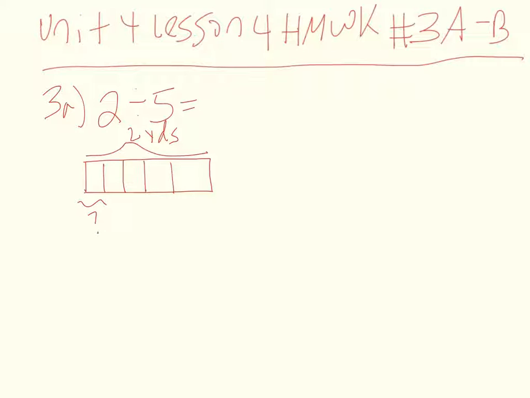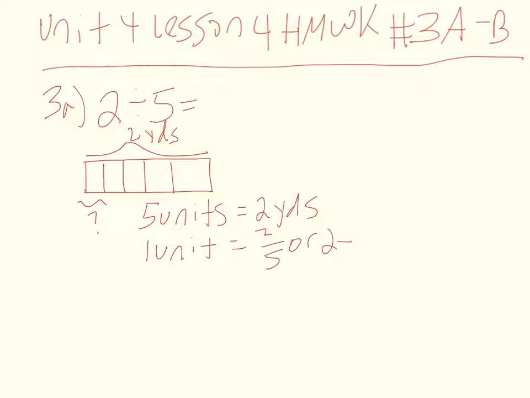So in order to do that, since we divide it into fifths, we have 5 units that equal 2 yards. Therefore, we have 1 unit that equals 2 fifths, or 2 divided by 5. So our answer to our problem is 2 fifths yards.